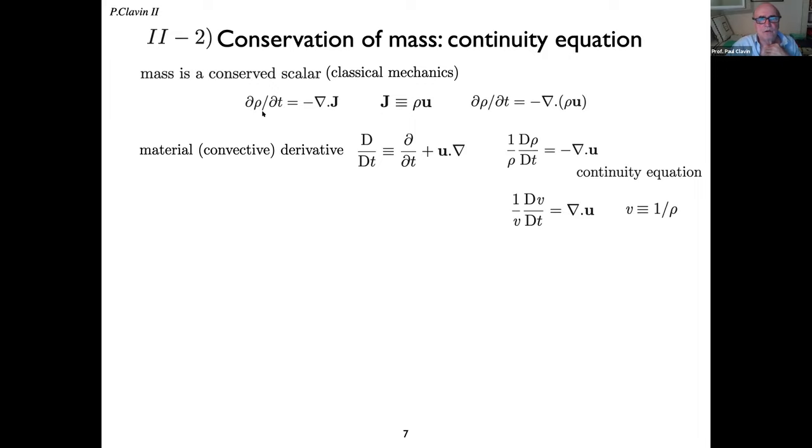The conservation of mass: mass is a conserved scalar, so there is no production term in the mass conservation equation. Rho is the density. The flux is just the mass flux, rho times the velocity, the flow velocity. In fact, this could be understood as a definition of the flow velocity. This takes this form here, divergence of rho u minus.